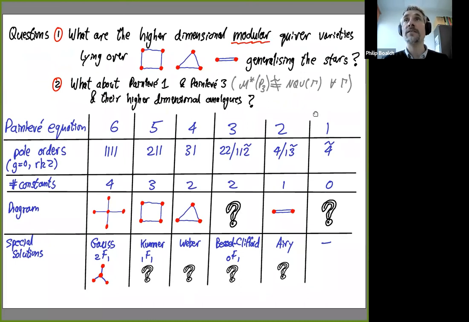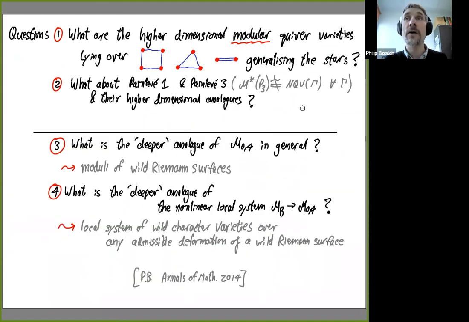So there are various questions that can be asked. You can say, well, what are the higher dimensional moduli quiver varieties lying over these examples here? And you can ask what's happening for these other ones like Painlevé 1 and Painlevé 3. Those are the questions I want to focus on in the rest of this talk. There are other questions you can ask which are extremely interesting as well. What are the deeper analogs of this space of modular parameters, the times, generalizing M_{0,4}? This leads to this theory of sort of moduli of wild Riemann surfaces, that you really want to add the irregular times to the definition of the moduli of the curve.